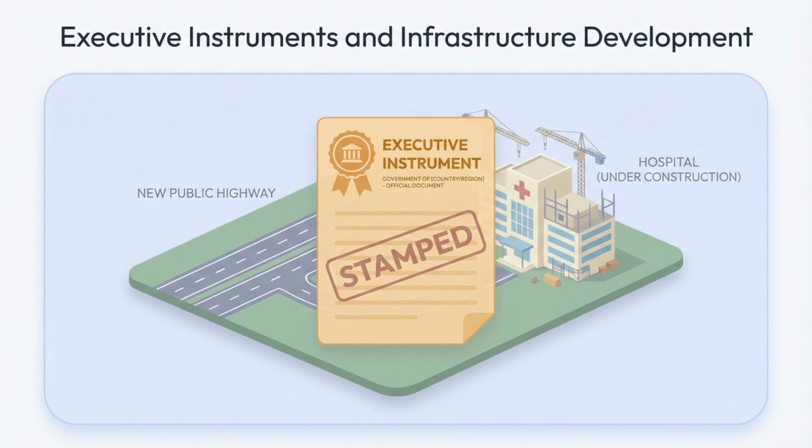Seriously, now what happens if the government needs your land? Under Section 233, the state has the power of compulsory acquisition. However, they can't just take it for any reason. It must be for a clear public purpose, like a highway, public health facility, or utility service. The state must publish an executive instrument detailing exactly what land is being taken and why.